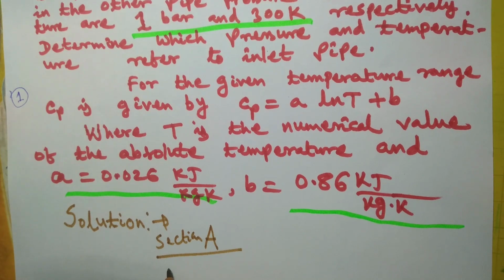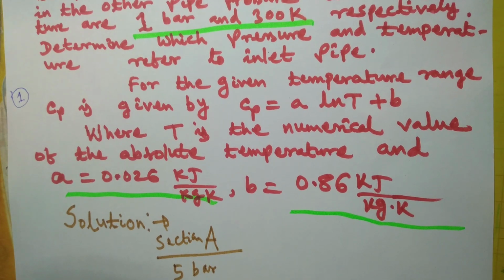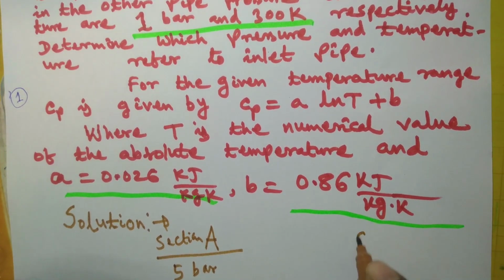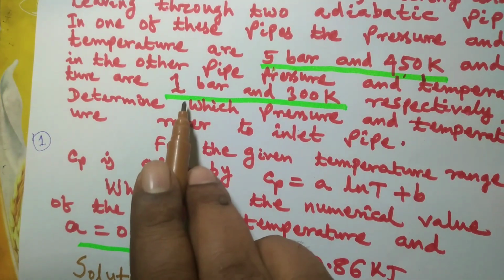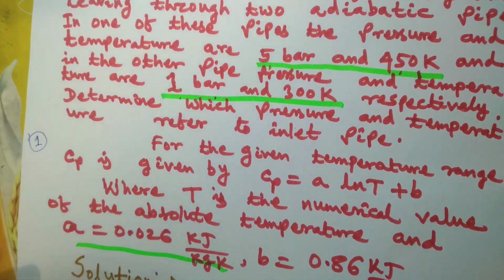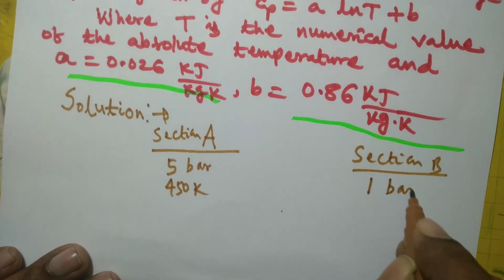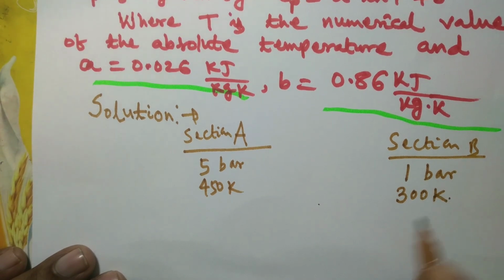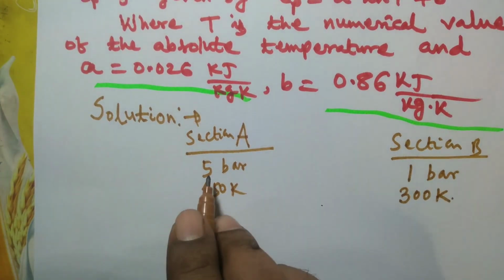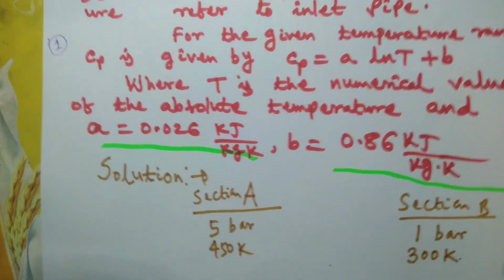Here pressure is 5 bar and temperature is 450 Kelvin, and at section B, suppose the pressure and temperature are 1 bar and 300 Kelvin respectively. So pressure is 1 bar and temperature is 300 Kelvin. So how to find out which one is the inlet section? Which pressure and temperature refer to the inlet pipe?